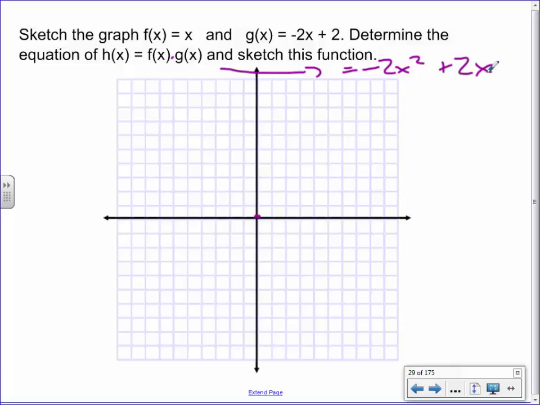This guy right here is going to be plus 2. I got 0 again. That's okay. Let's try it being 2. 2 squared would give you 4, times negative 2 would give you negative 8. If you put a 2 here, that would give you 4. Minus 8 and 4 would give you minus 4.